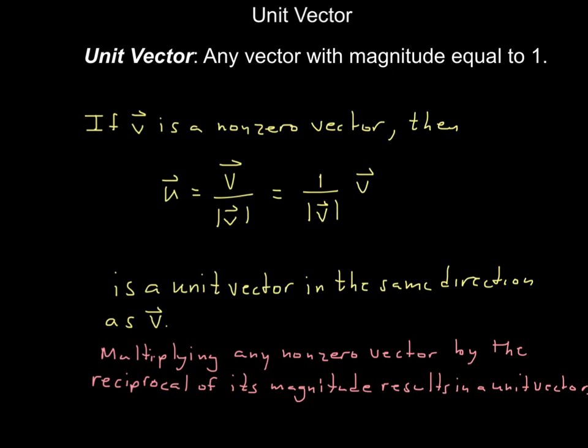Now, what you have to keep in mind here is that multiplying any non-zero vector by the reciprocal of its magnitude will give me that unit vector.